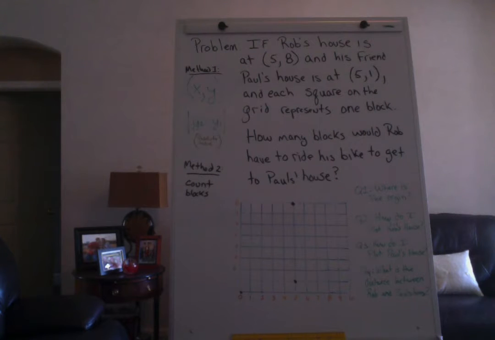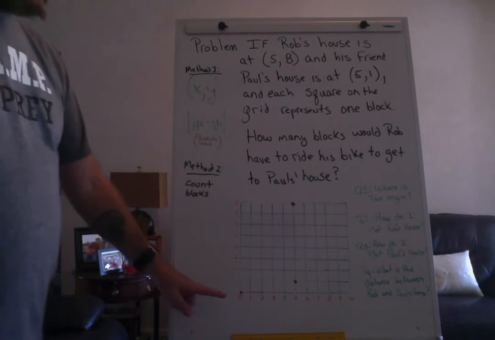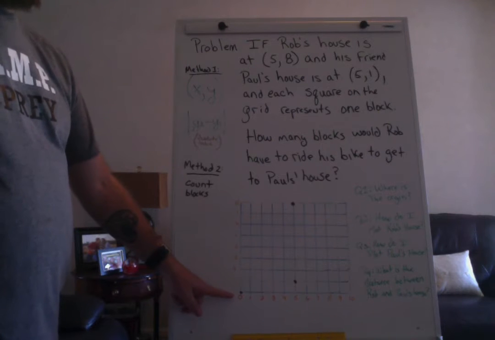So the problem for today is, if Rob's house is at coordinates (5, 8), and his friend Paul's house is at (5, 1), and each square on the grid represents one block, how many blocks would Rob have to ride his bike to get to Paul's house? The questions you have to answer here are, where is the origin? The origin is at (0, 0), indicated here.